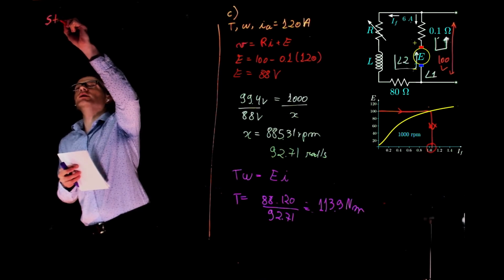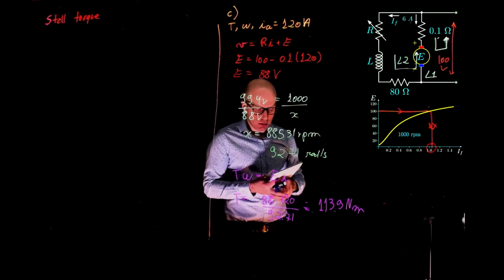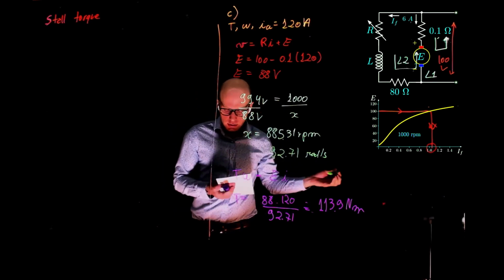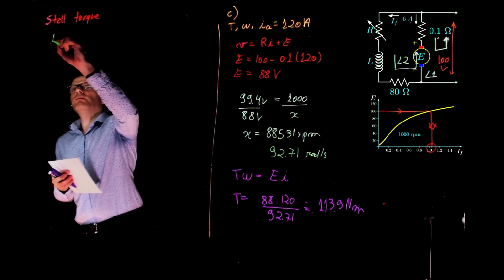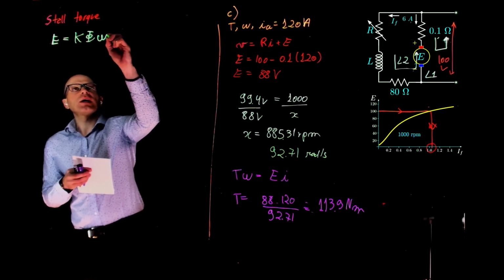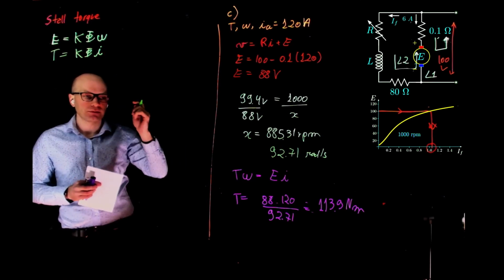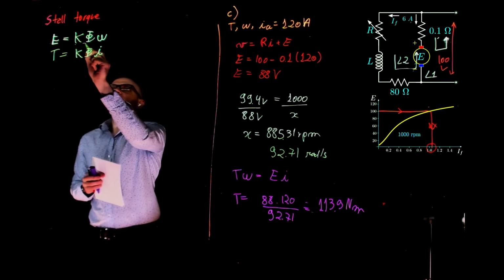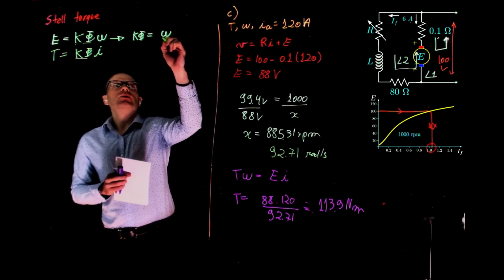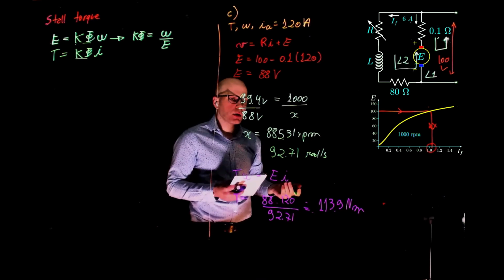What else do we need? We need the torque constant. The torque constant, luckily, is the same as the speed constant, and the speed constant we can calculate through the back EMF. E equals K times phi times omega, and the torque is K times phi times I. So we need K times phi. We can isolate this from the first equation. K times phi equals omega over E. This constant doesn't change during operation, so we can take any operating point and calculate it.